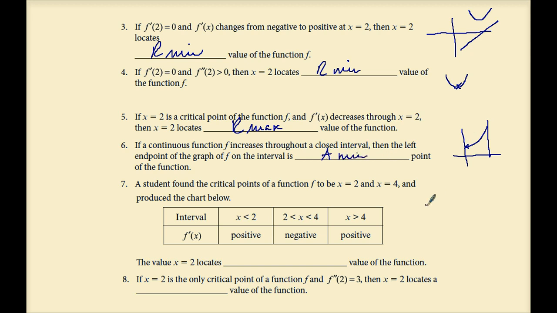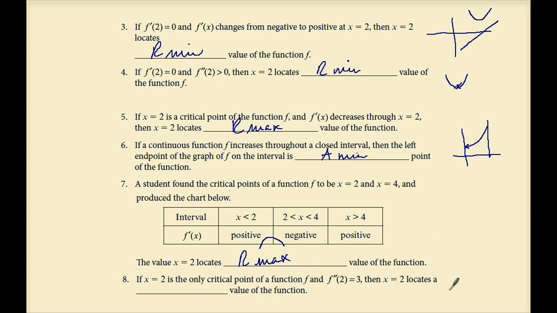Number 7, a student found the critical points of a function f to be x equals 2 and x equals 4 and produced the chart below. The value x equals 2 locates what value of the function? At 2, the slopes go from positive to negative. Therefore, the value x equals 2 locates a relative maximum value of the function.